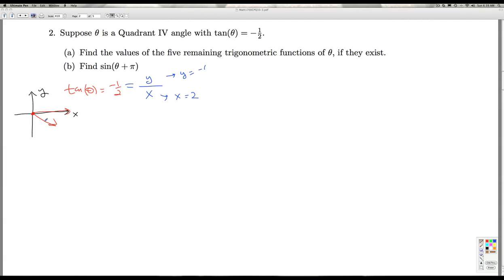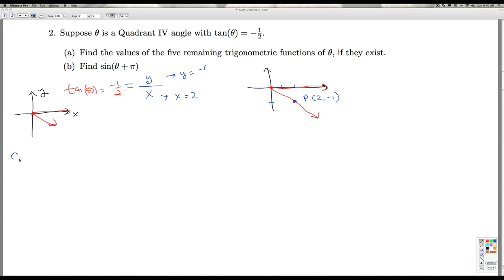And so a point on the terminal side of theta is the point 2 comma -1. So there's the initial side of theta, and there's the terminal side of theta, containing the point 2, -1. Now I can go back to the definitions of sine and cosine on the circle of radius r.